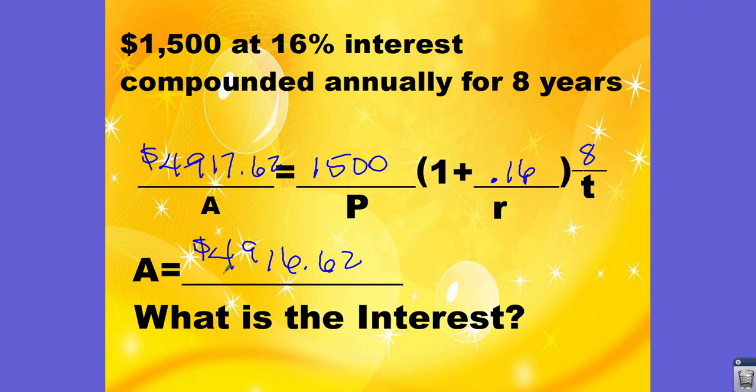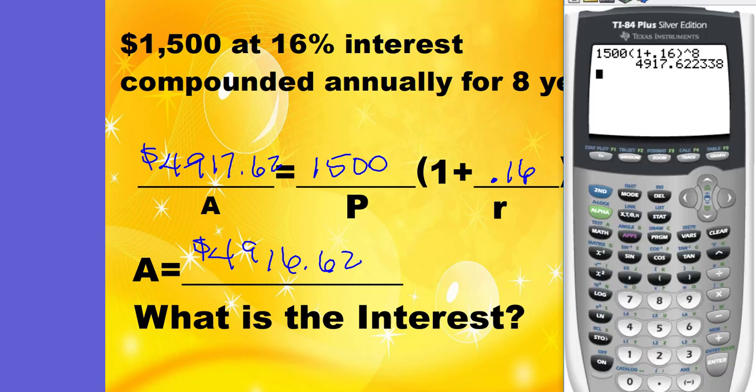Okay, so that will be the A, 4917.62. But the question that we have is, what is the interest? Okay. Well, we know the A is going to be the principal amount, 1,500, plus the amount of interest that you have to pay back. Okay. So now, in order to find out what the interest is, we need to now subtract the original $1,500 that we borrowed. And we end up with the interest of $3,417.62.